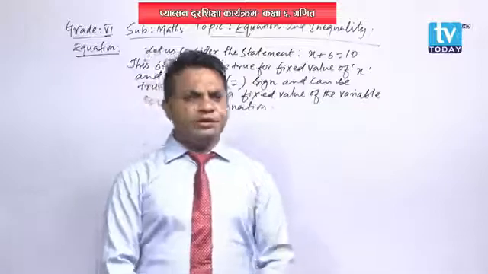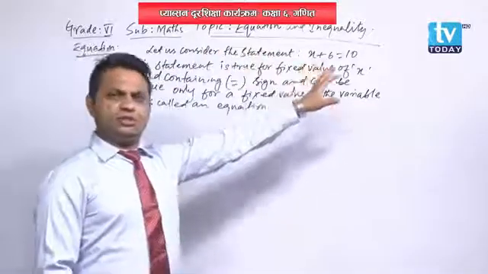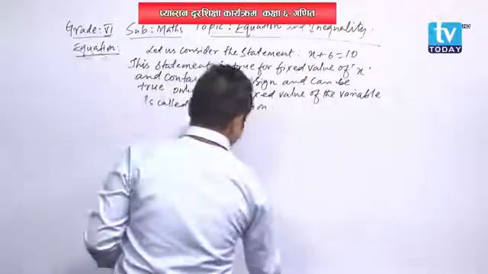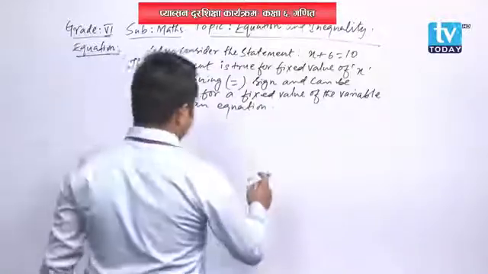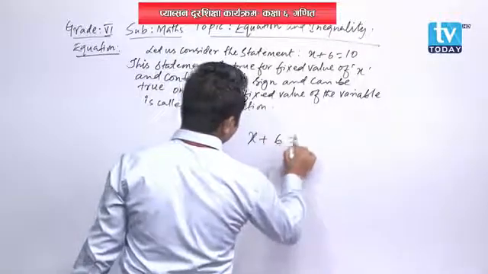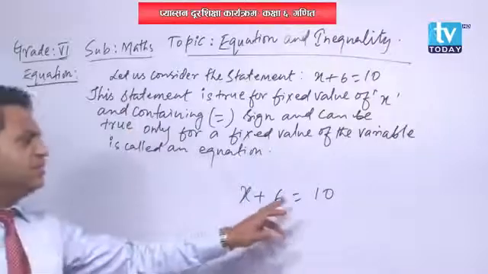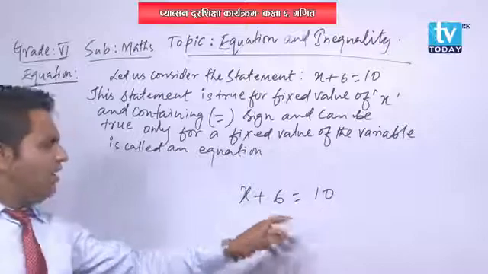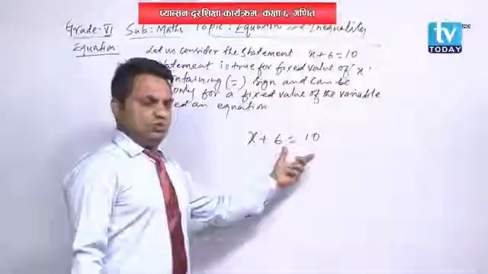Our topic is equation and inequality. Is that clear? What is an equation? First, let me write some examples here. Suppose x plus 6 equals 10. There is a variable and there is an equals to symbol. So, this is an equation. Is that clear? For any fixed value of x, this equation will be true.